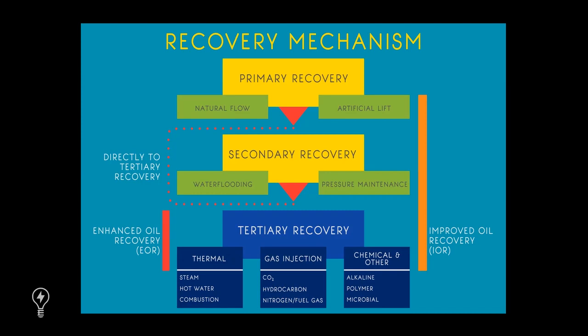So to summarize, we have three types of recovery. Primary recovery, which consists of natural flow due to the natural pressure of the reservoir, or artificial lift, where pumps are used to extract the fluids up towards the surface. Now, we also have secondary recovery, and this consists, for example, of water flooding. And this is done with the principal purpose to maintain pressure in the reservoir.